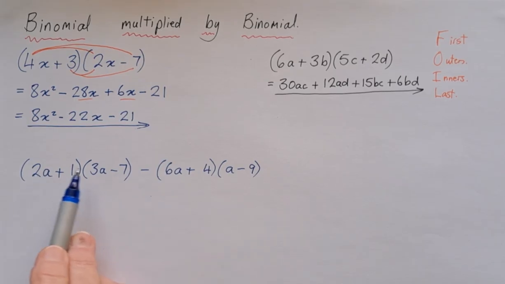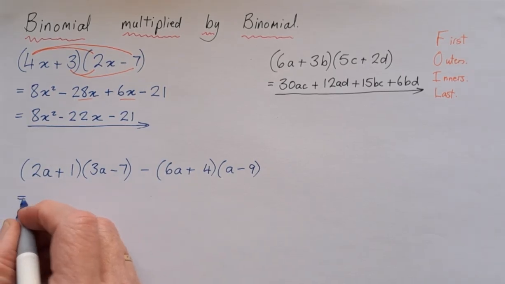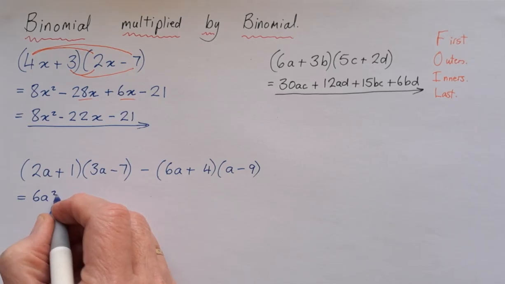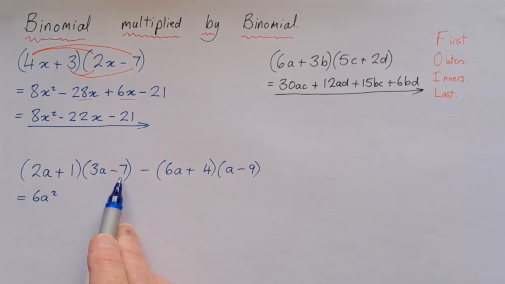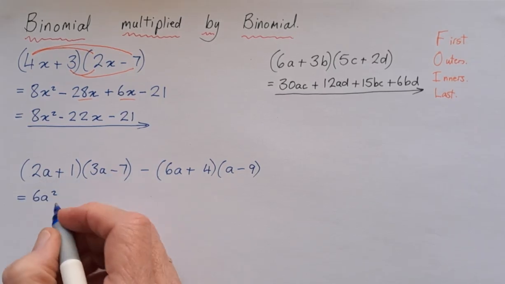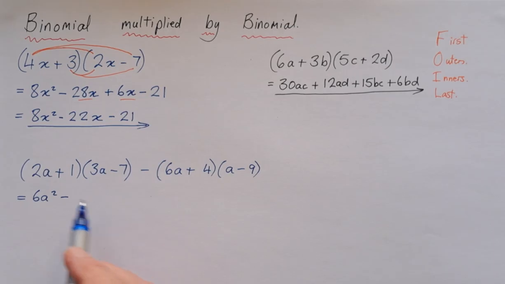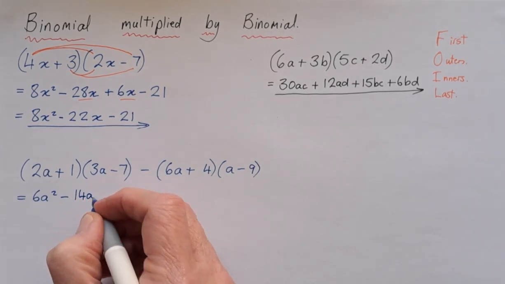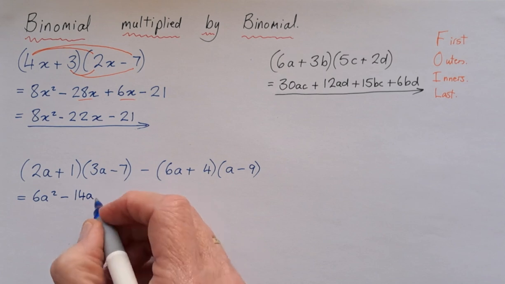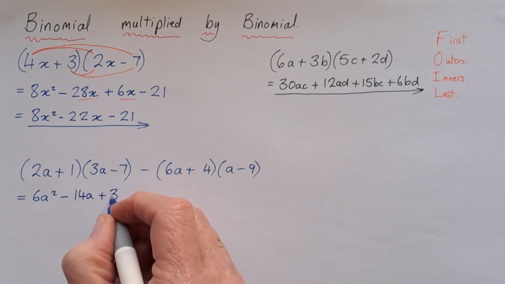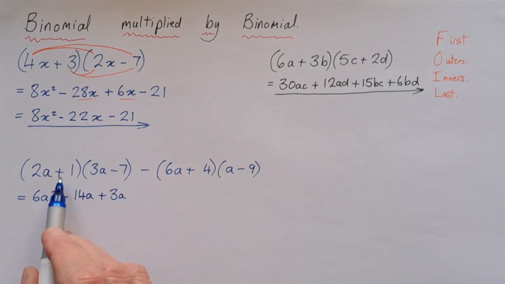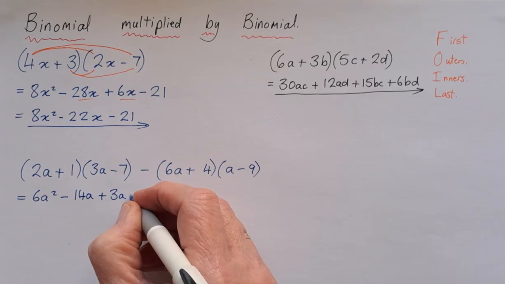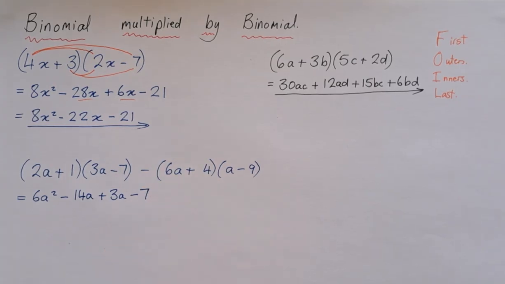So first is going to give me 6a squared, outers, positive times negative, just always be careful of the signs, is going to give me negative 14a, positive times positive, 3a, and positive 1 times negative 7 will be negative 7.